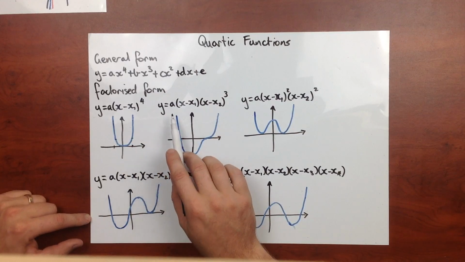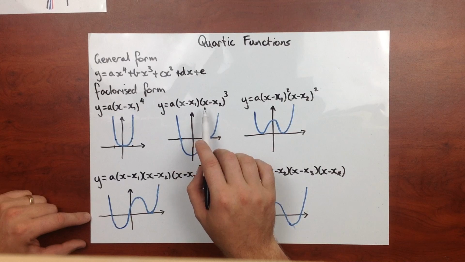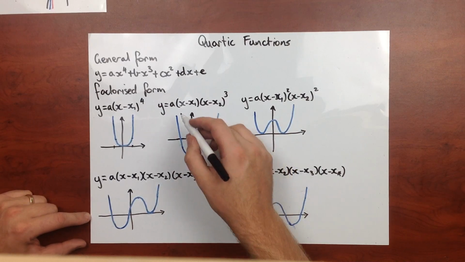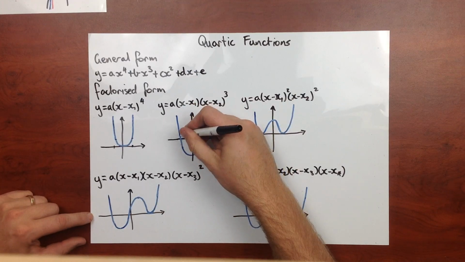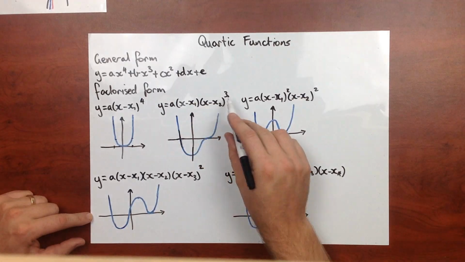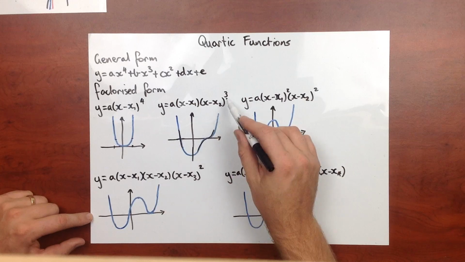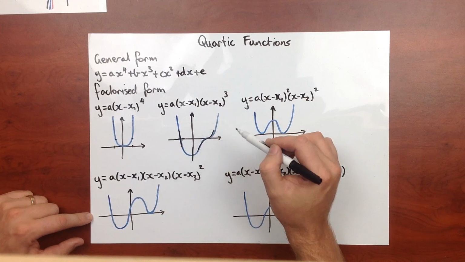Our next one is y equals a outside of x take x1 times x take x2 cubed. You see here we've got one linear factor or intercept. We call it linear because it looks like a straight line there. This one's like a cubic factor. You can see this general cubic shape here. It's to the power of 3, so that intercept will look like a cubic.